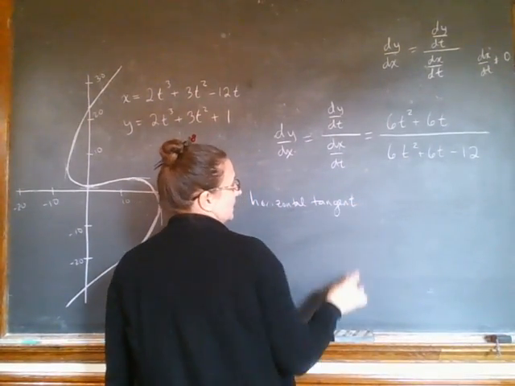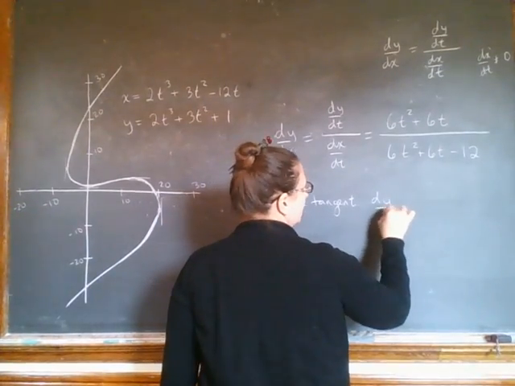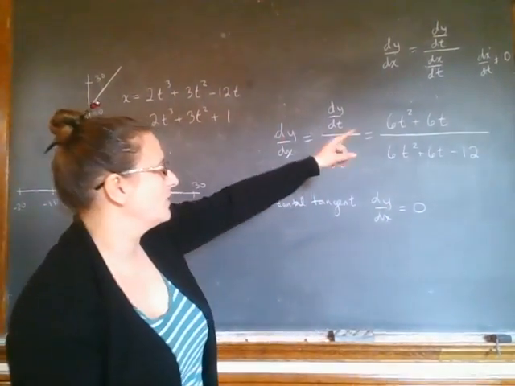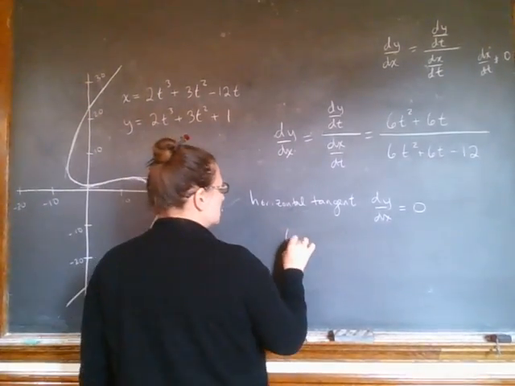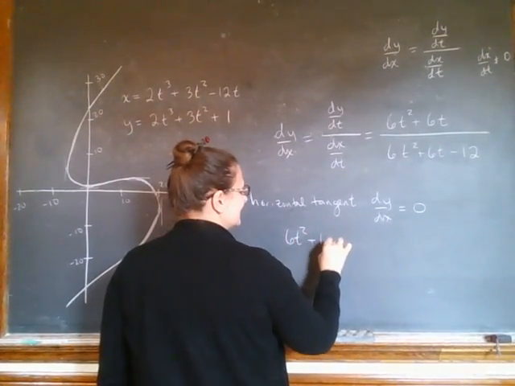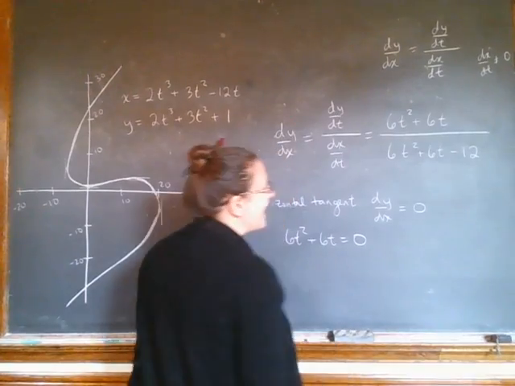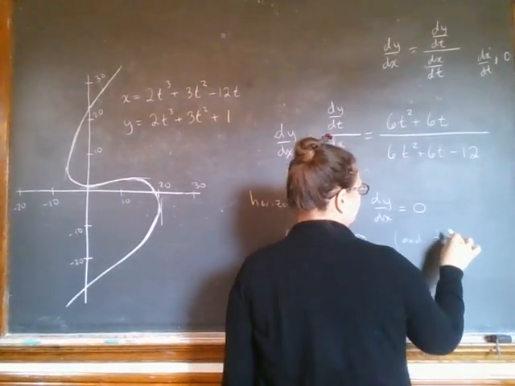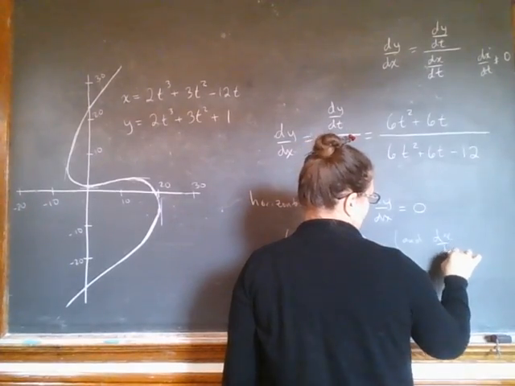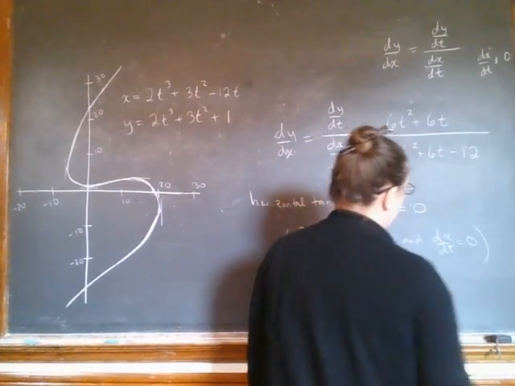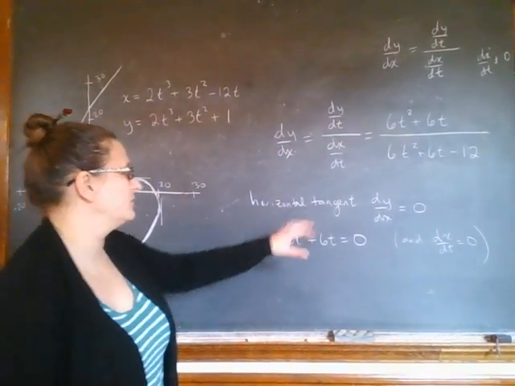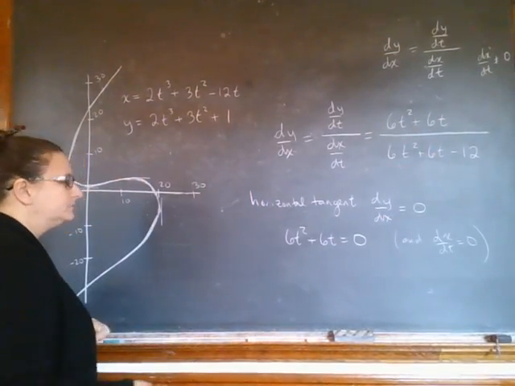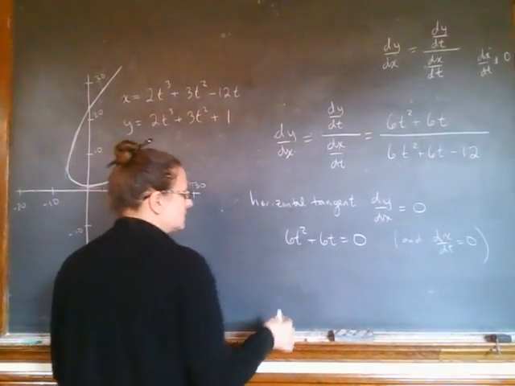So a horizontal tangent is going to be where dy/dx is equal to 0, which is then going to just be where that top is equal to 0, right? So 6t squared plus 6t equals 0, and the bottom is not equal to 0. So dx/dt is not equal to 0. I have to point that out. But in fact, of course, if this is equal to 0, then that's going to be negative 12. So we're fine. Okay?